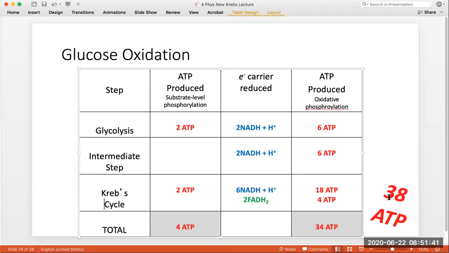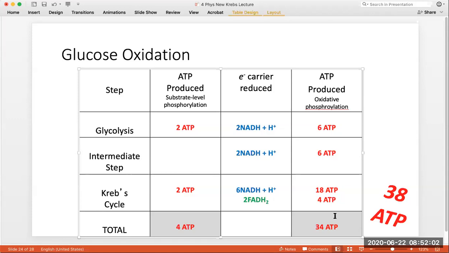So you want to make sure that you can follow all of this. One of the things that you need to keep in mind is that at the end of glycolysis, you have 2 pyruvate. So this is going to happen twice. This is going to happen twice. Then calculate these out so you know how much ATP is made.